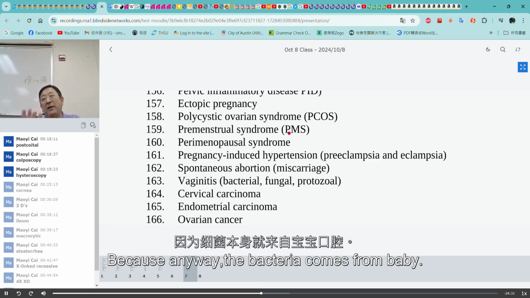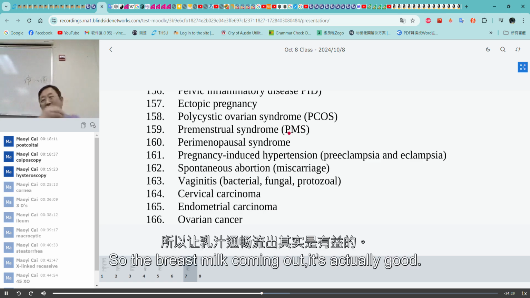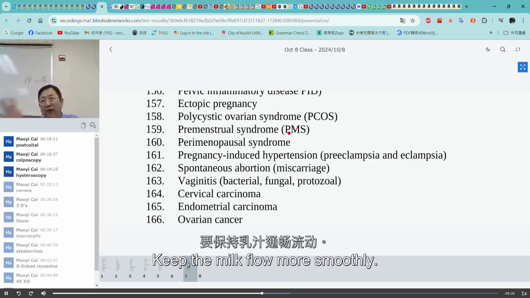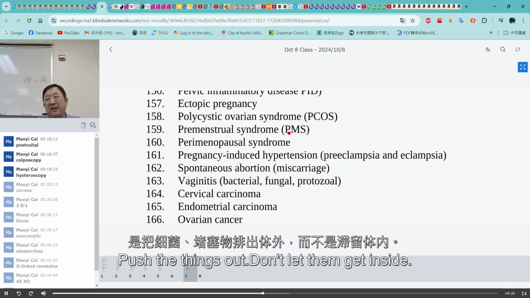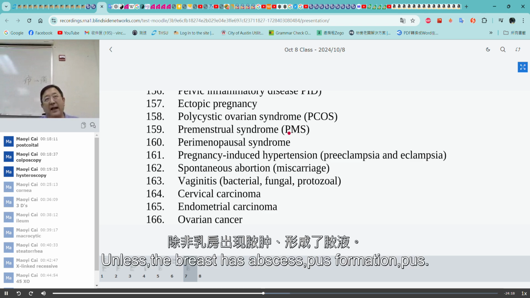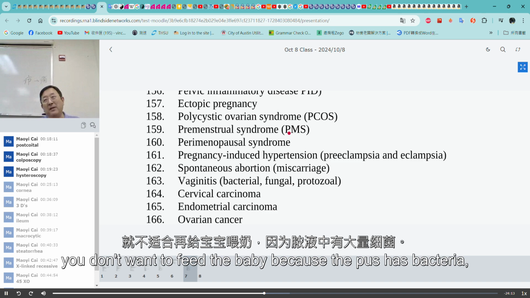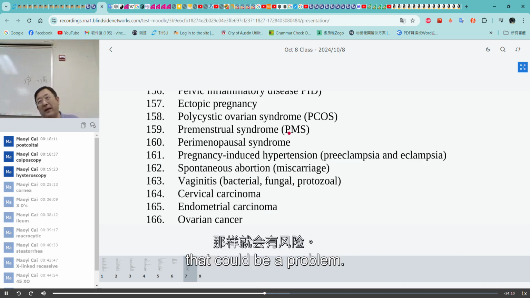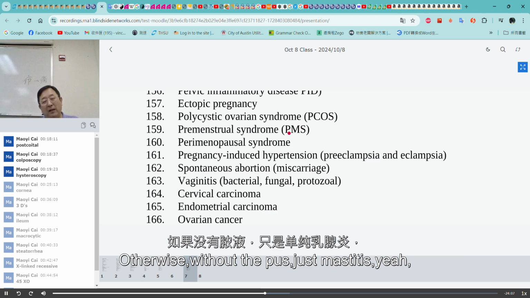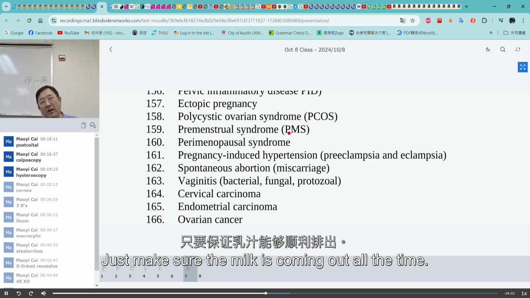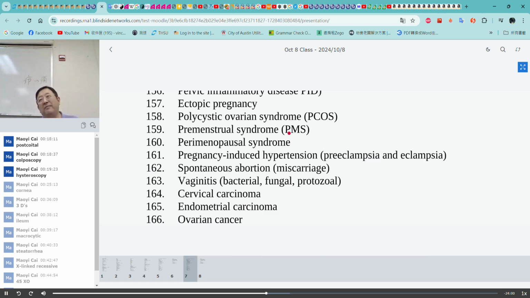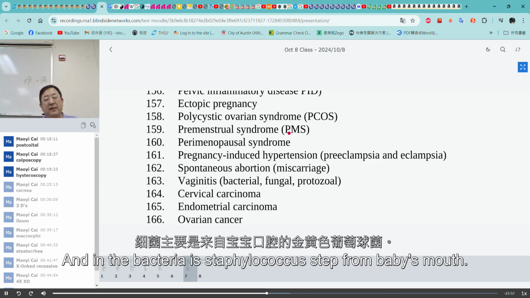Keep feeding the baby with mastitis. Why? Because the bacteria comes from the baby anyway. So the breast milk coming out is actually good. It keeps the milk flowing more smoothly and pushes things out, so don't let them get inside. Unless the breast has an abscess, pus formation, then you don't want to feed the baby, because the pus has bacteria and it goes to the baby, and that could be a problem. Otherwise, without pus, just mastitis, just keep feeding the baby. Make sure the milk is coming out all the time. And the bacteria is Staphylococcus, staph, from the baby's mouth.